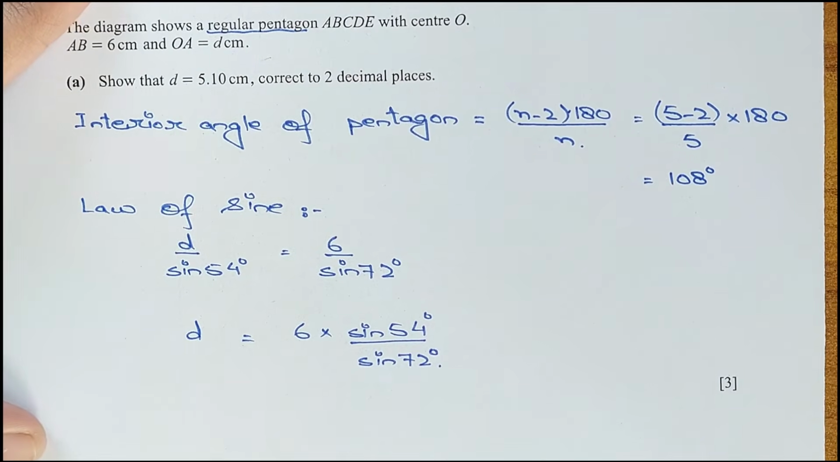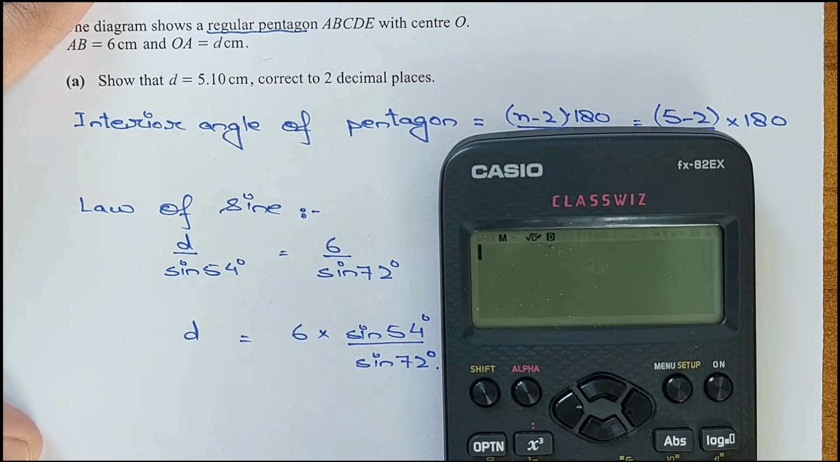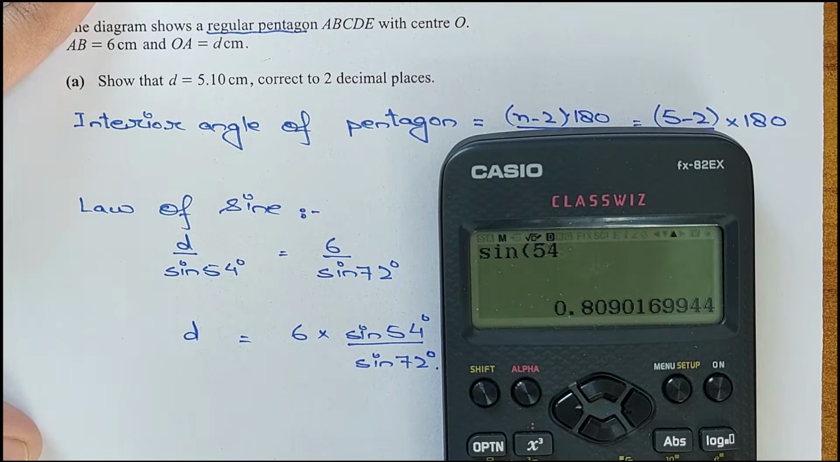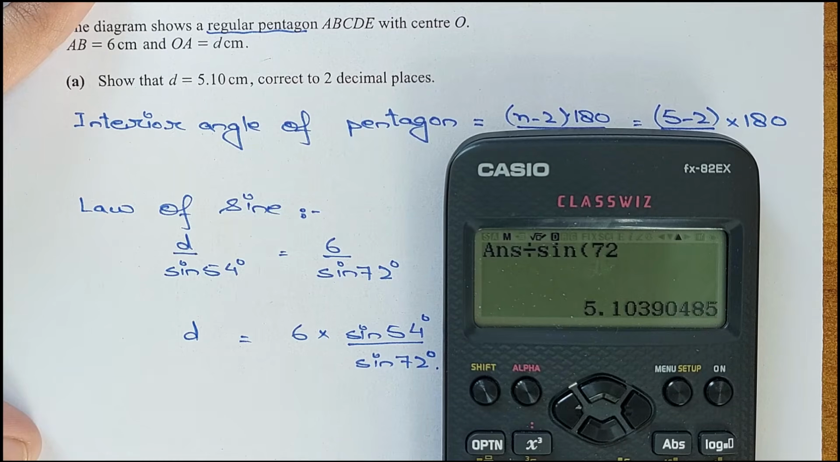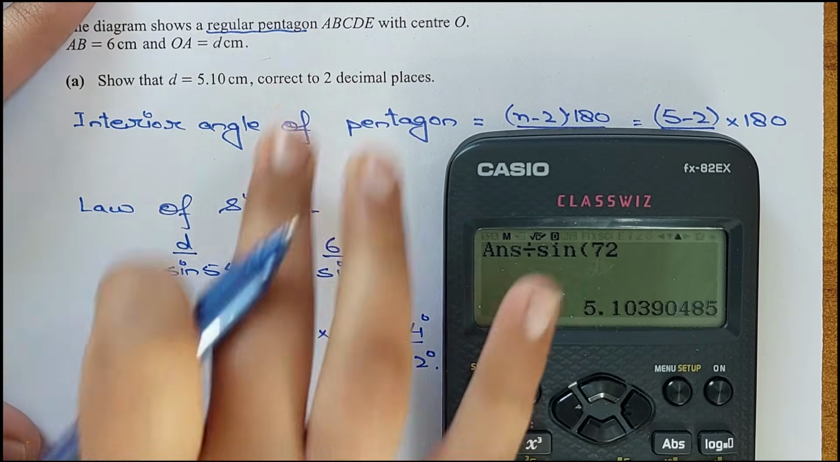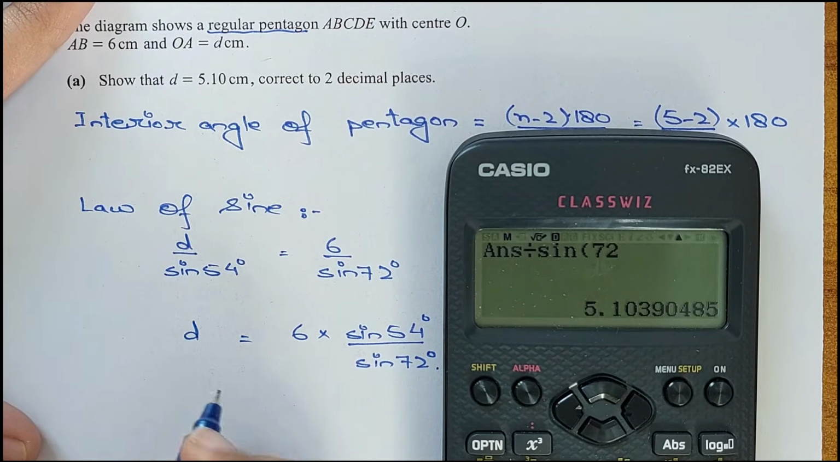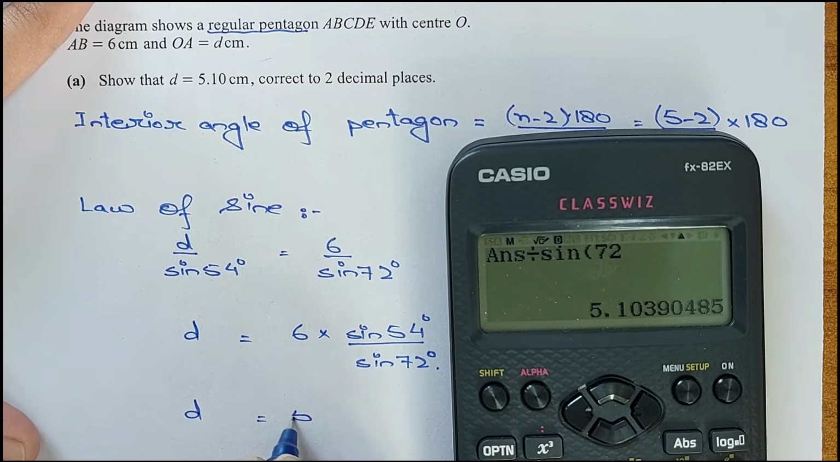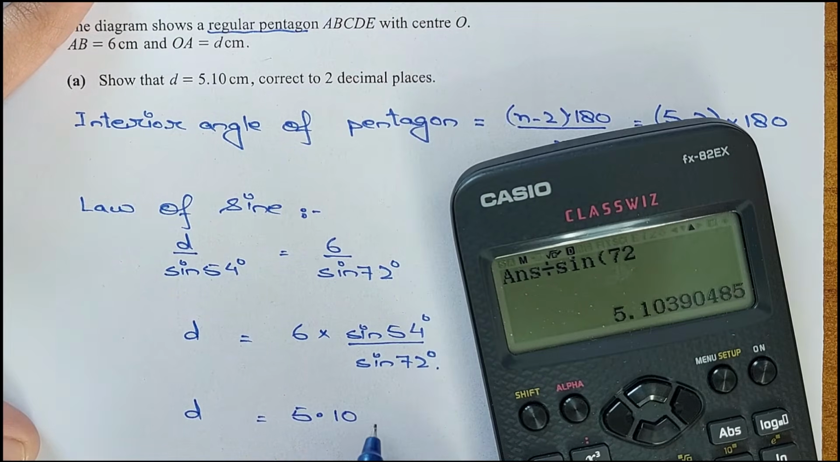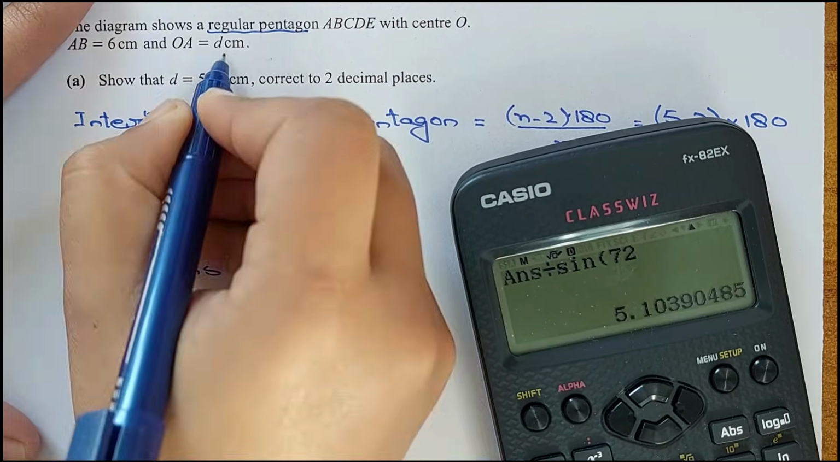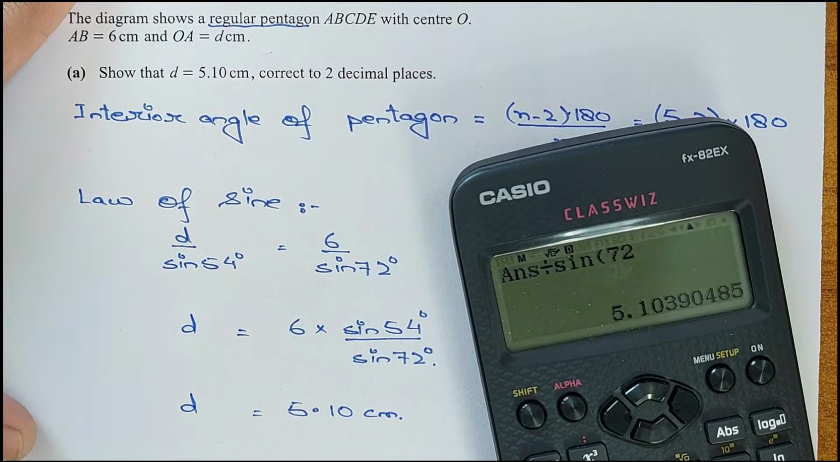Right? Let me simplify this. We have sine 54 times 6 divided by sine 72. D is 5.1039. So up to 2 decimal places we have 5.10. Yes, D is 5.10 centimeters, because D is in centimeters.